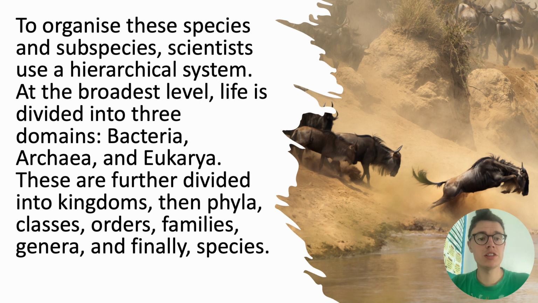To organize these species and subspecies, scientists use a hierarchical system. At the broadest level, life is divided into 3 domains: bacteria, archaea, and eukarya. These are further divided into kingdoms, then phyla, classes, orders, families, genera, and finally species.